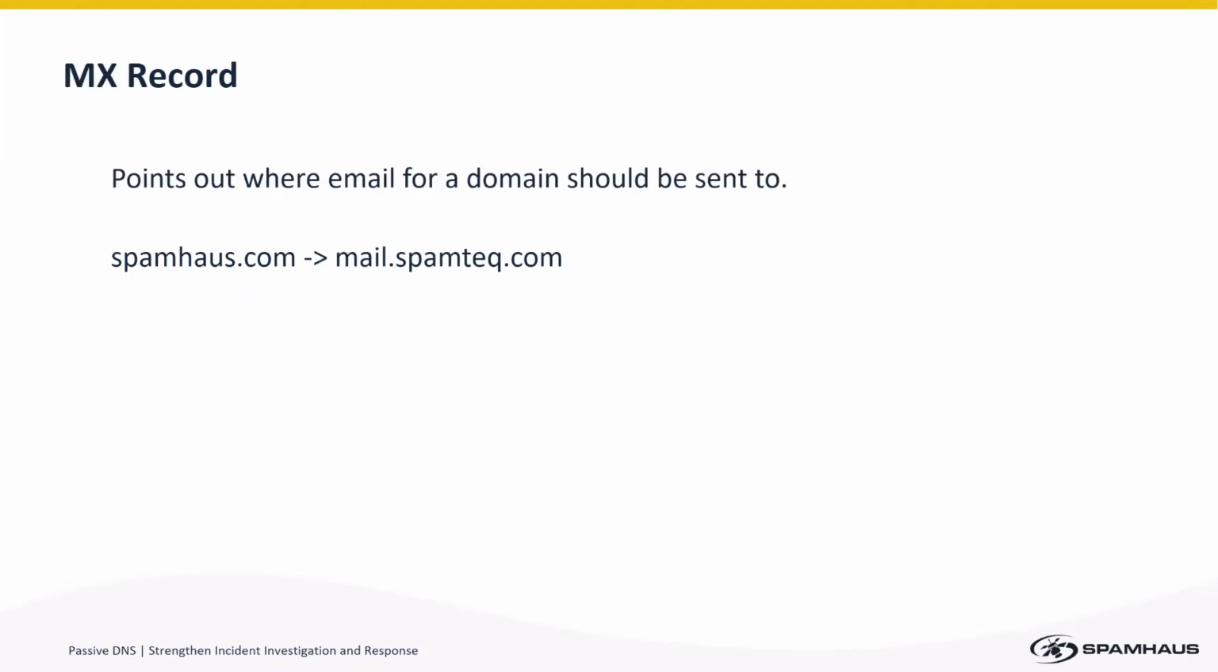Email basically works the same. When you want to send an email to somebody at the spamhaus.com domain name, the mail server will do an MX record DNS lookup, and as a result, it will get an answer for where the mail should be delivered. In this case, mail.spamtag.com, and the mail server will go there, try to contact that, and try to deliver the email.